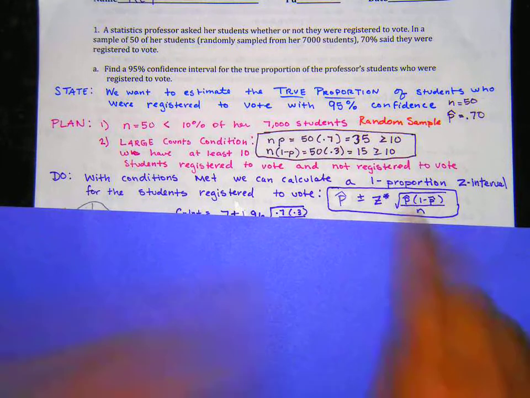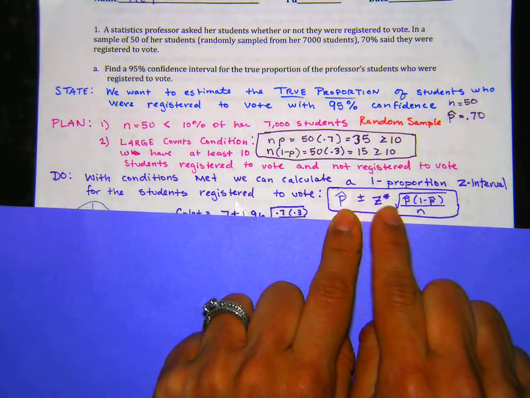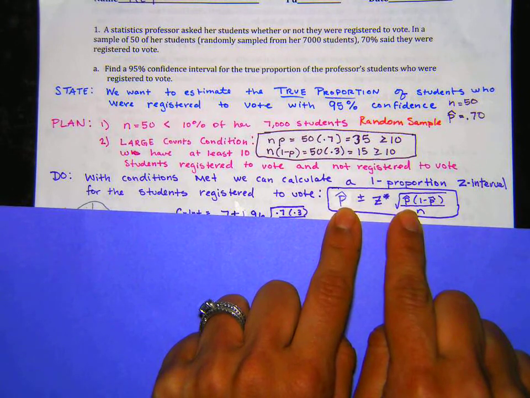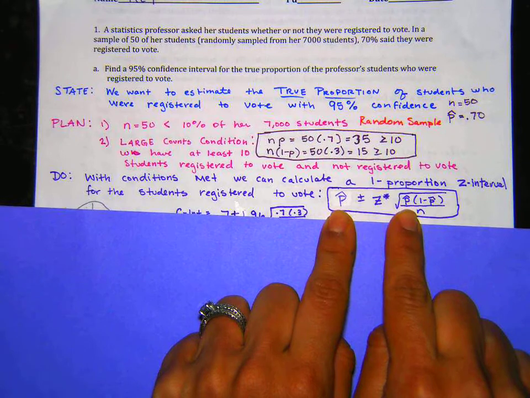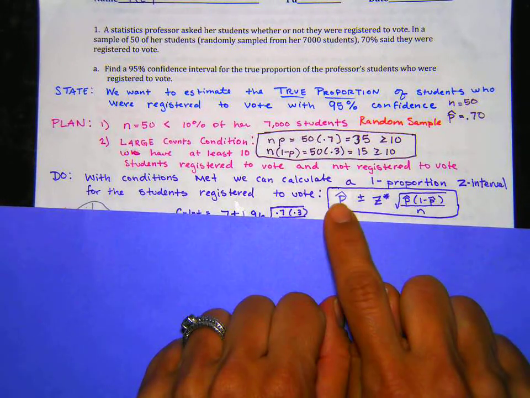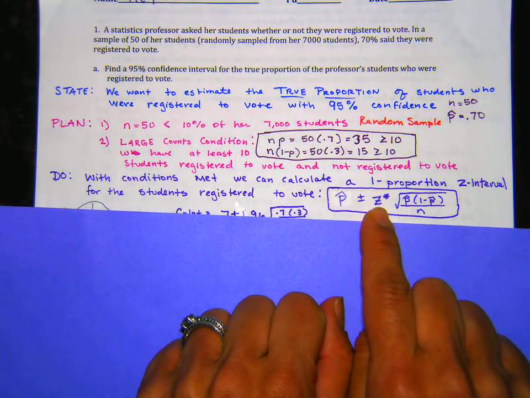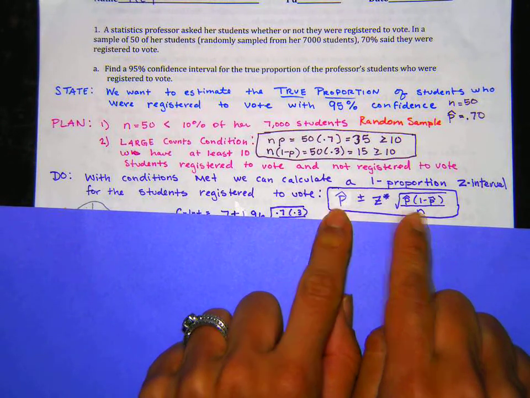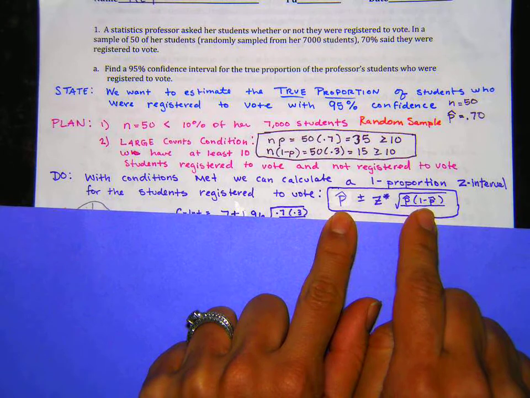So here's my confidence interval. p hat plus or minus z star times the standard deviation of our statistic. This is not on your formula sheet. Your formula sheet says confidence interval equals statistic plus or minus critical value times the standard deviation of your statistic. You have to know what to do.